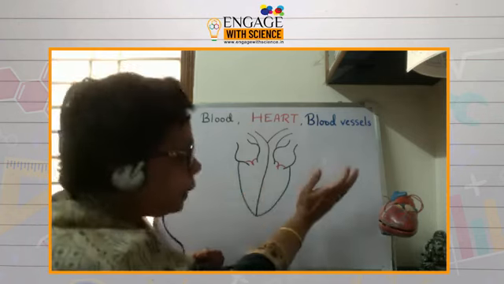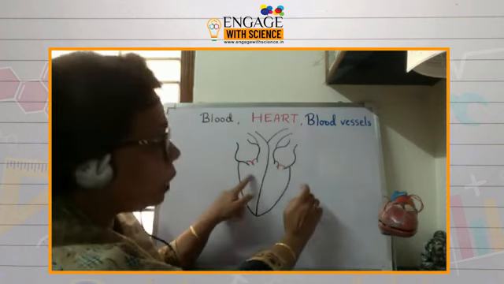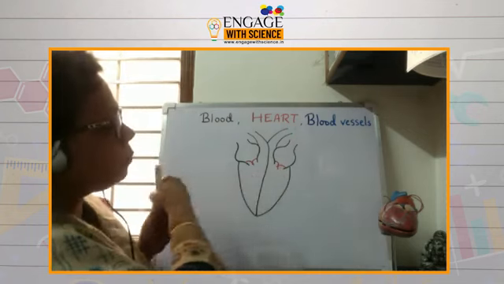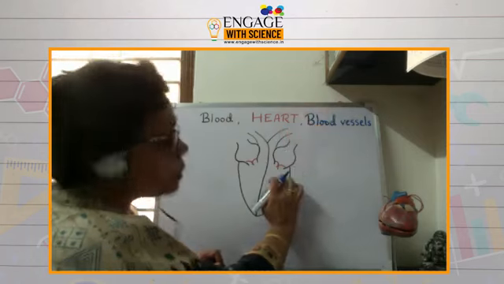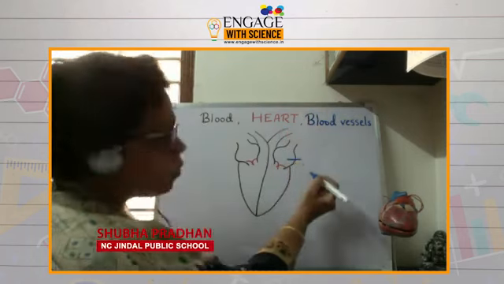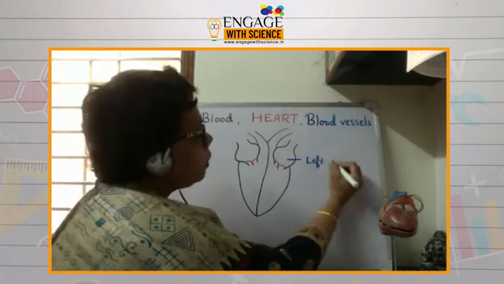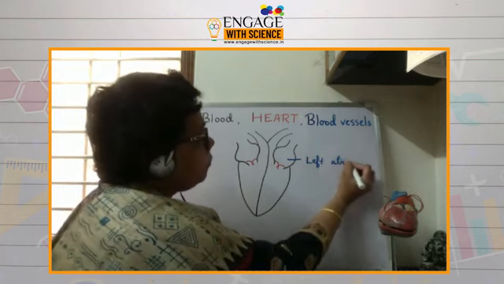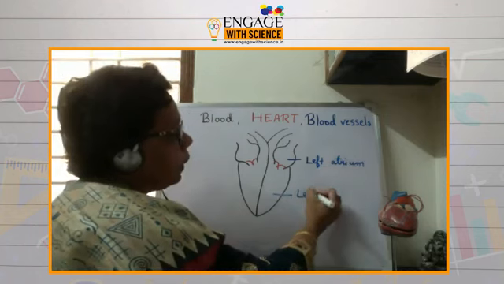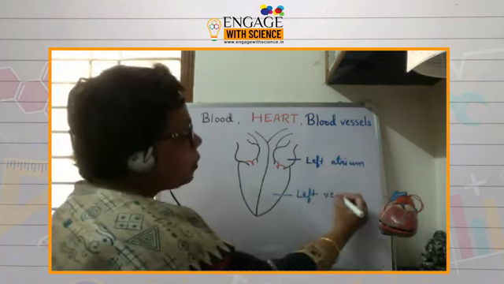जो मेरा right side है वो heart का left side है. जो मेरा left side है वो heart का right side है. Okay. So, let's label it. This is my right side. So, this is heart's left side. Upper chamber is atrium. So this is left atrium. This is left side. And lower chamber is ventricle. So this is left ventricle.